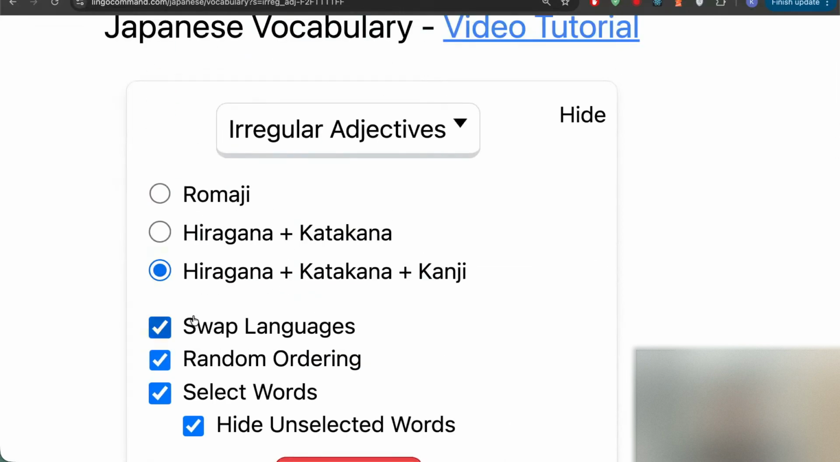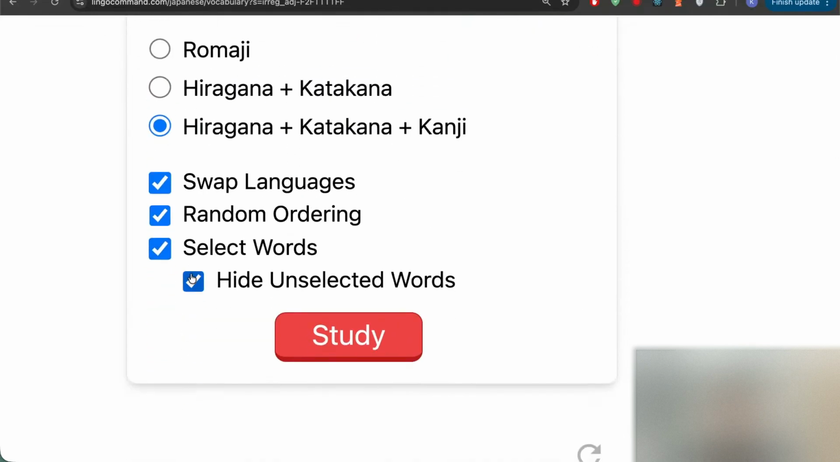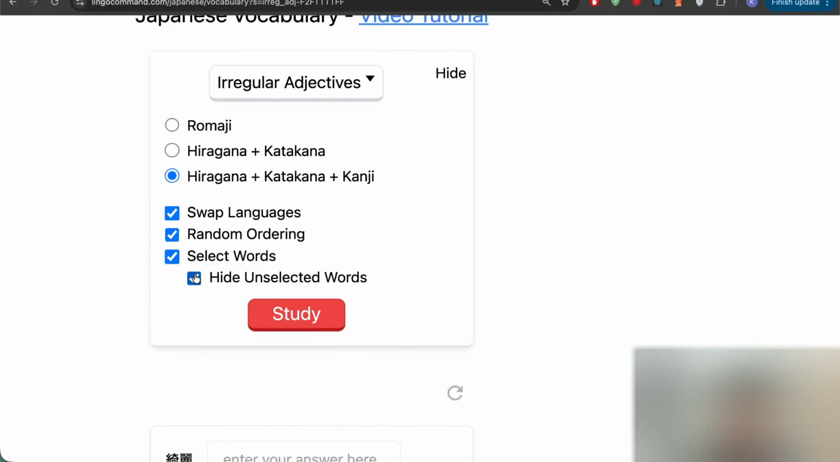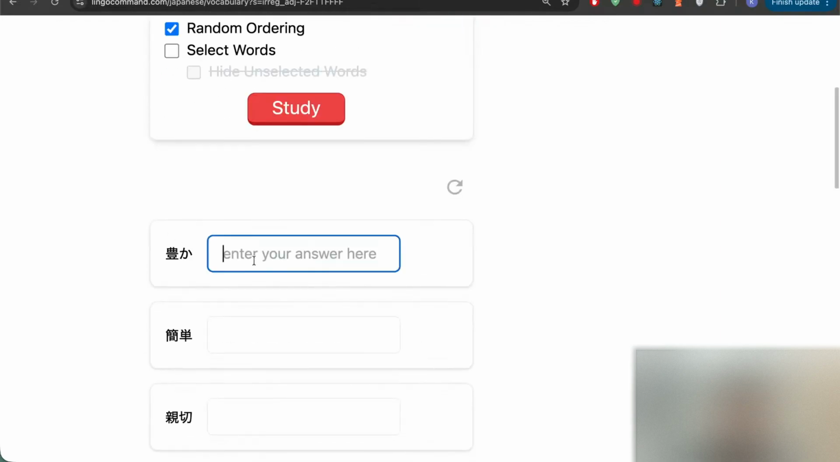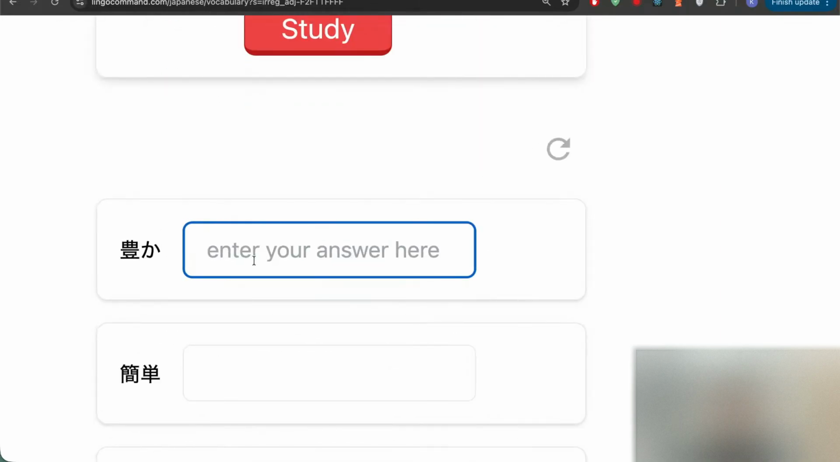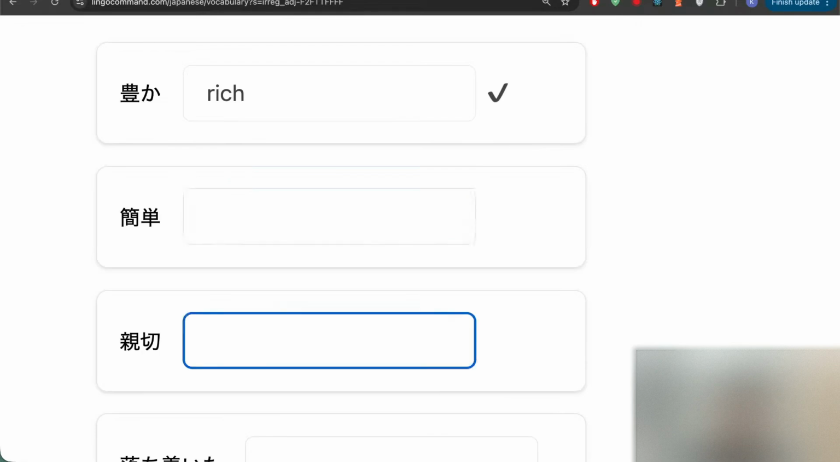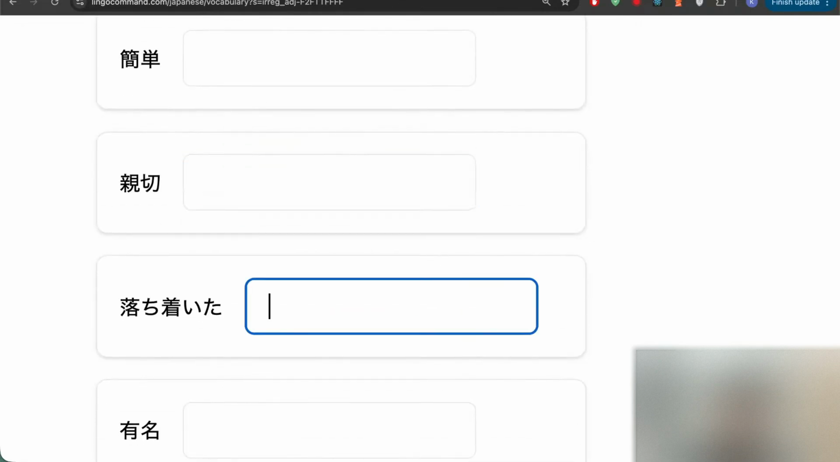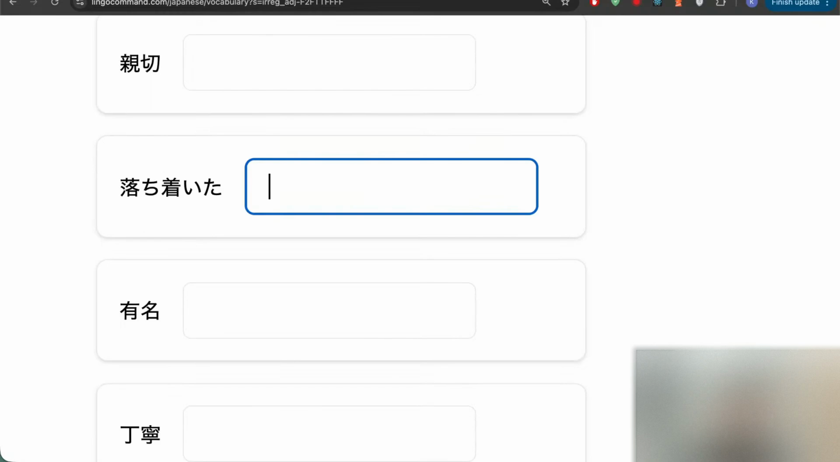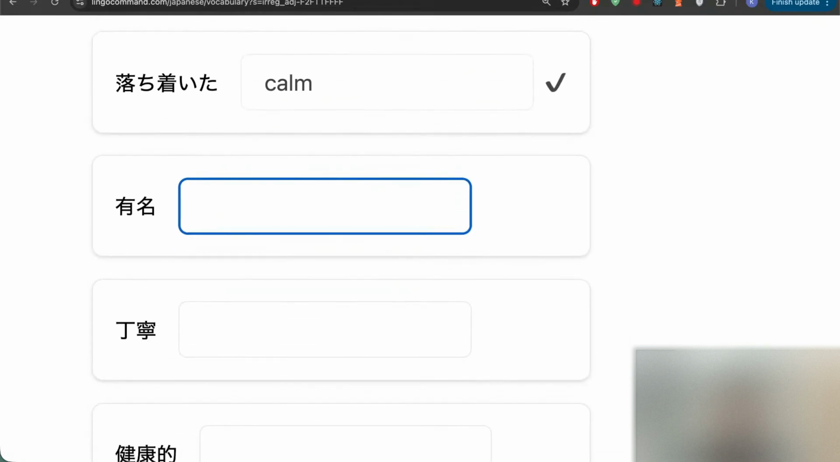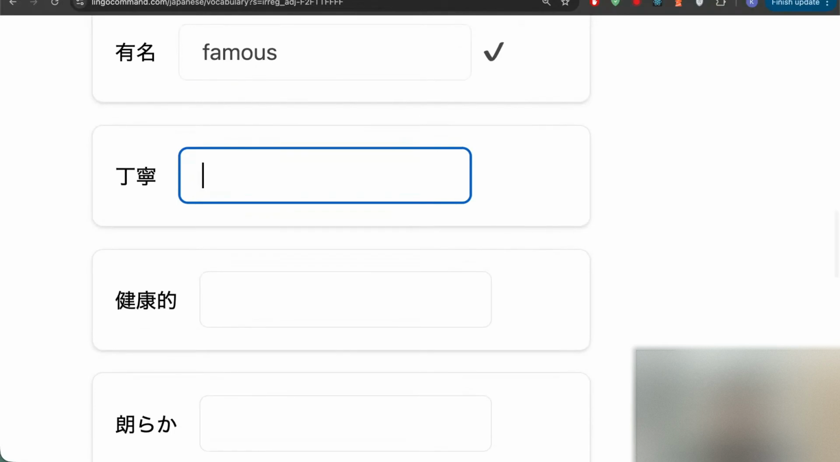And actually we're gonna start applying. Okay, so we're gonna make this quiz a bit harder. So we're going to uncheck hide unselected words, reapply random ordering. So this is yutaka, which is rich. I think this is, skip that one. Skip this. This is ochitsuita, which is calm. This is yume, which is famous. This is teine, which is polite.